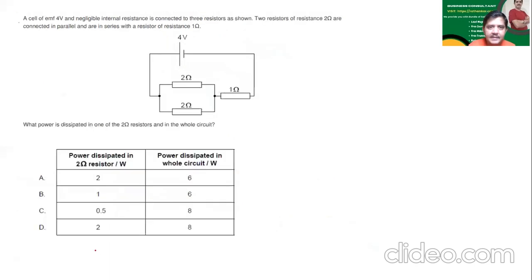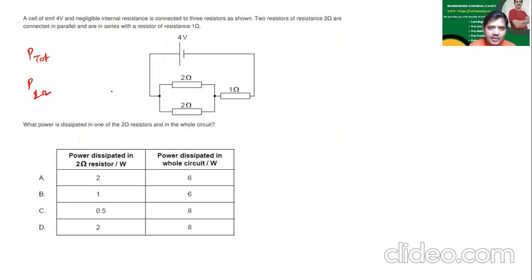Okay, then let us look at the next one. This is a problem on circuits. A cell of EMF 4 volt is connected to 3 resistors, as shown in the figure. The 2 resistors of resistance 2 ohms are connected in parallel and are in series with a 1 ohm resistor. What power is dissipated in one of the 2 ohm resistors and in the whole circuit? So he is asking you the total power and the power across the 2 ohm resistor.